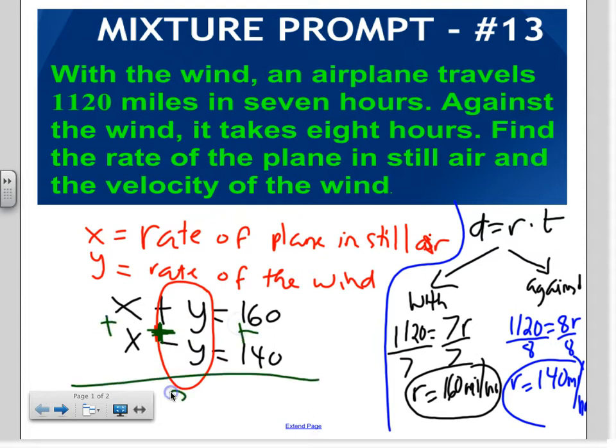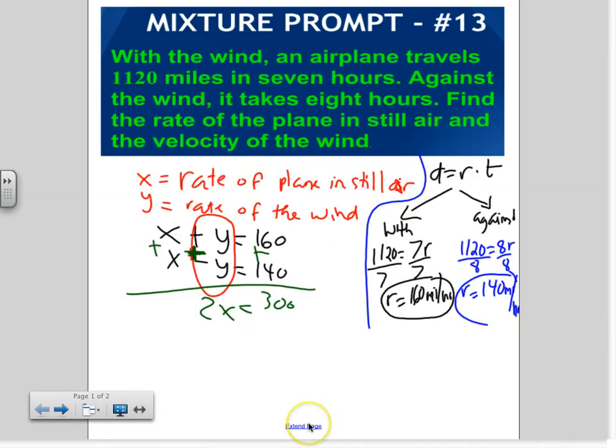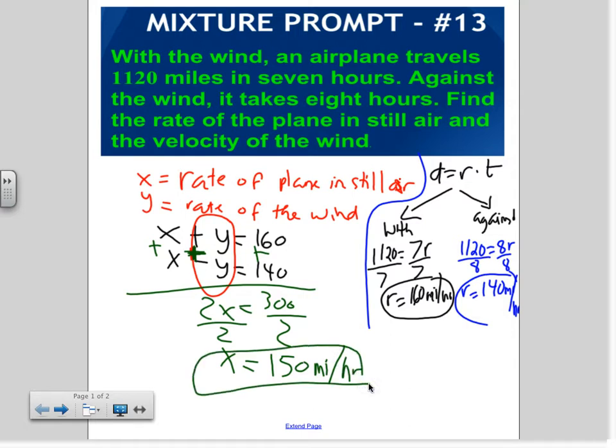That becomes 2x equals... What's 160 plus 140? 300. Alright, so I would divide both sides by 2, correct? x is 150 miles what? Per hour. And what did we just find out? That the rate of the plane in still air is 150 miles per hour.